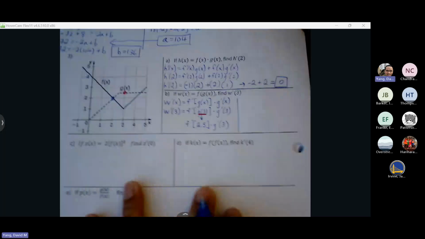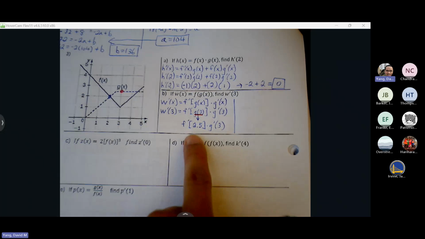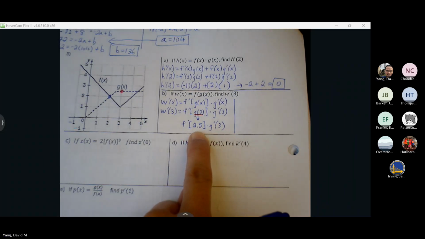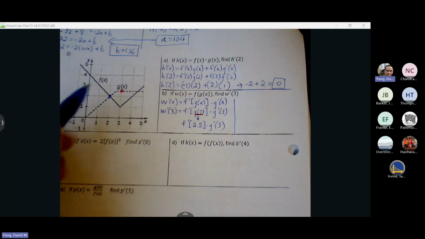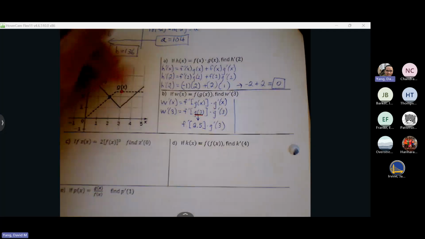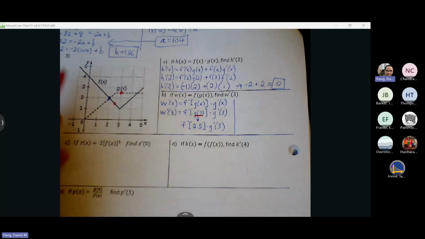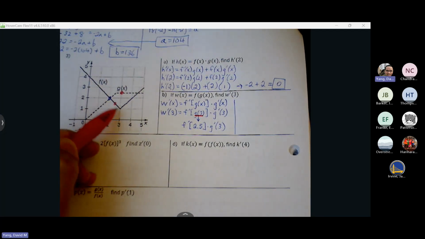So now we're only left with two more things to find. We need to find f prime of 2.5 and g prime of 3. So f prime of 2.5 is asking for the slope of the f graph at 2.5. So 2.5 is around here, but it's all part of the same line here. So the slope is still -1.